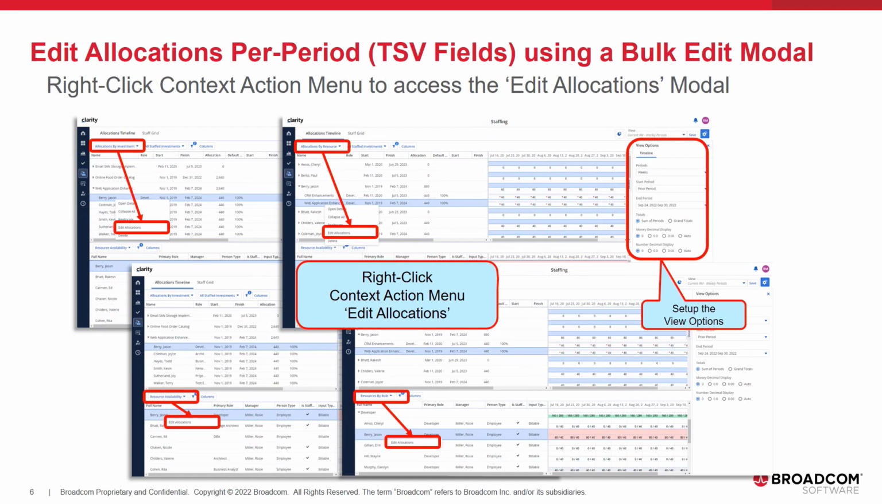To access the Edit Allocations modal, there are multiple places to bring it up. On the left side of the timeline and histogram, the general pattern to access actions is through the right-click Context Action menu. Regardless of which grouping layout is used, the Resource Manager can use the right-click action to open the Edit Allocations modal.